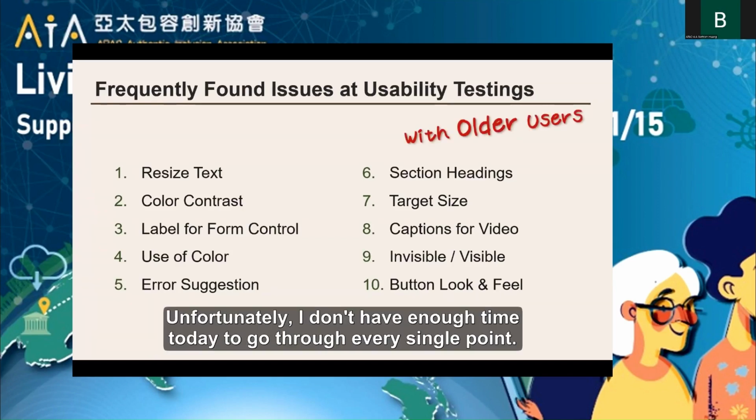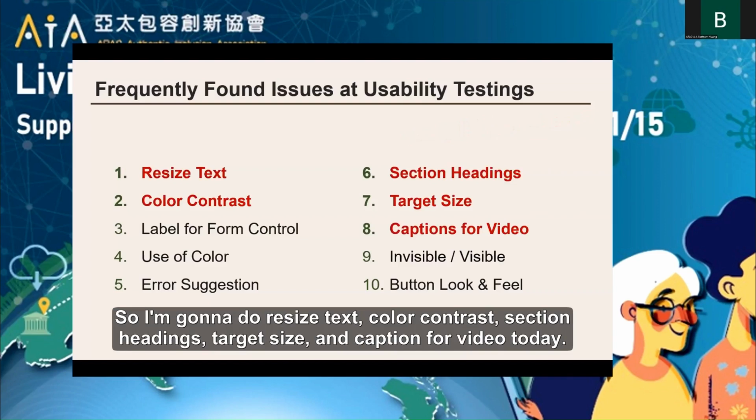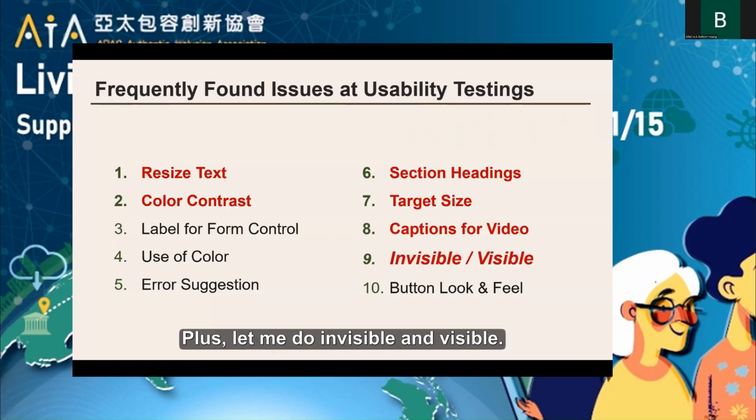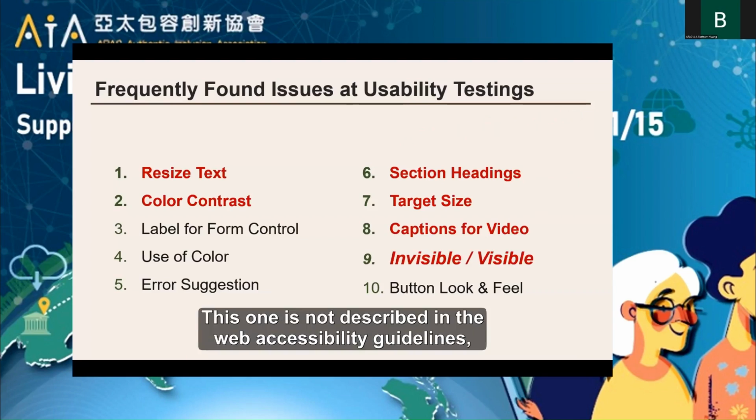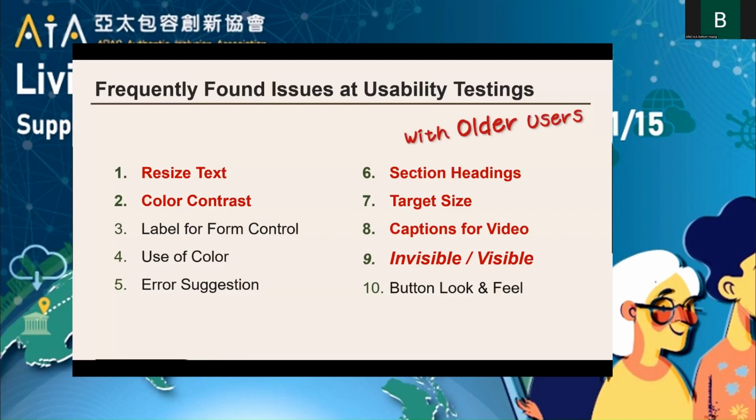Unfortunately, I don't have enough time today to go through every single point, so I'm going to do resize text, color contrast, section headings, target size, and captions for video today. Plus, let me do invisible and visible. This one is not described in the web accessibility guidelines, but this is one of my findings through usability tests with older users. Okay, let's move on.